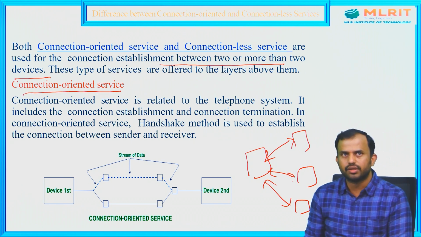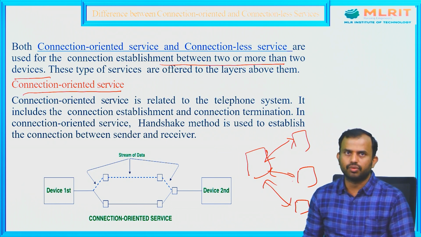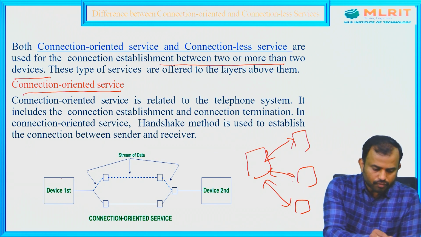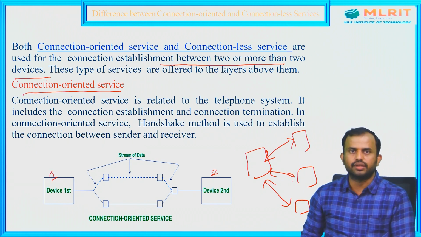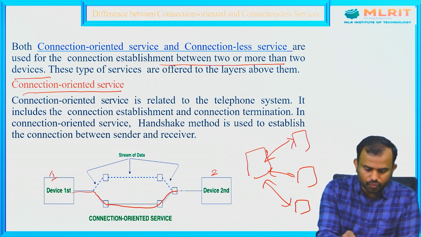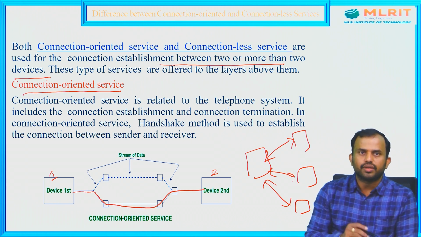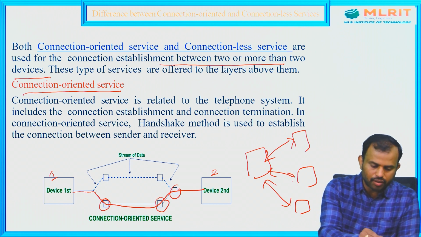What is meant by connection oriented service? Connection oriented service is basically related to the telephone system, which means a communication established between two devices only. When you see this figure, device 1 acts as my source and device 2 acts as my receiver. Once the connection is established between these two devices, only then can I transmit the information with the help of the required path.